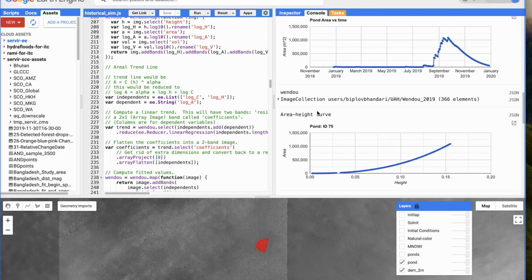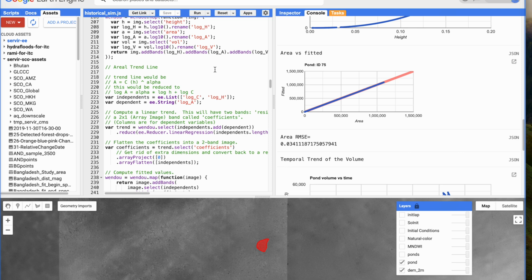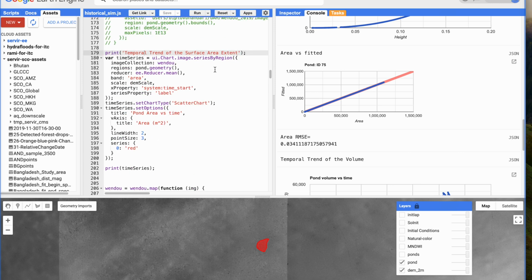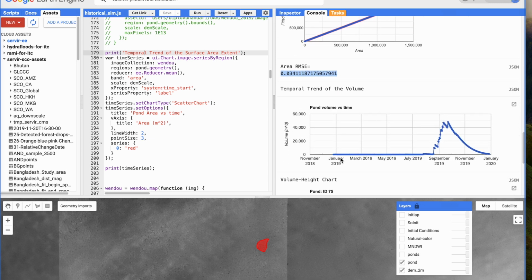Yeah, so again, same thing. In this line of code, we're fitting the area. We're doing a linear regression of this fitted area, and then we're trying to see how much it follows that trend. This is the fitted area on the y-axis, and the area that's calculated from the meteorological parameters on the x-axis, and we're just calculating some RMSE value for that.